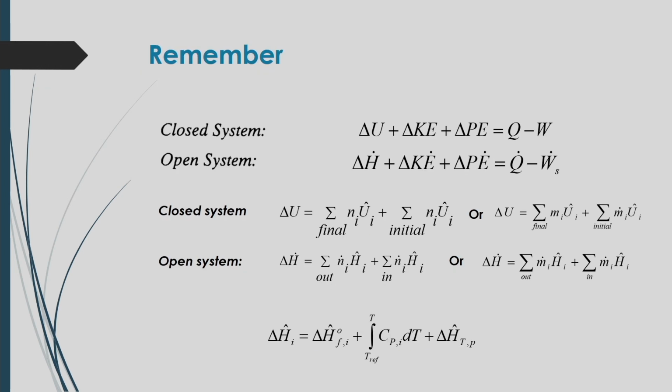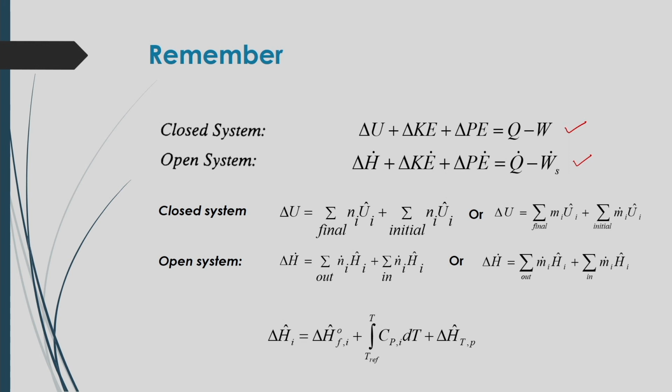Now, in this case remember that for the closed system this equation is used where the rate of energy is not considered, whereas for an open system you will see the same equation, but in terms of rate, for a continuous process.